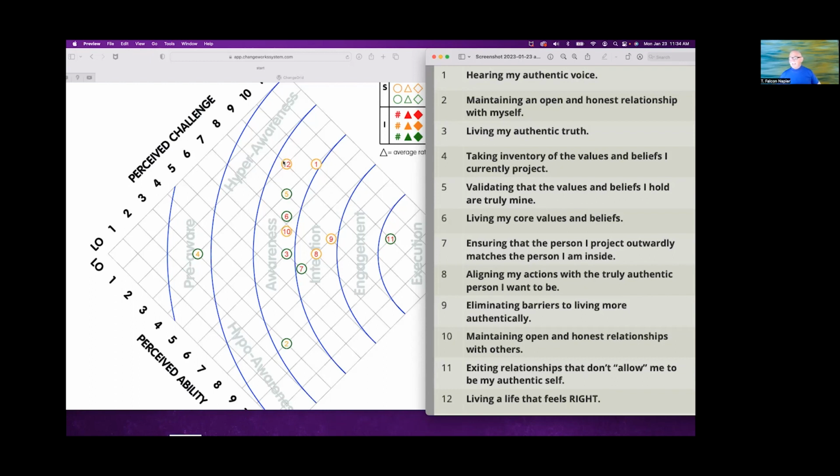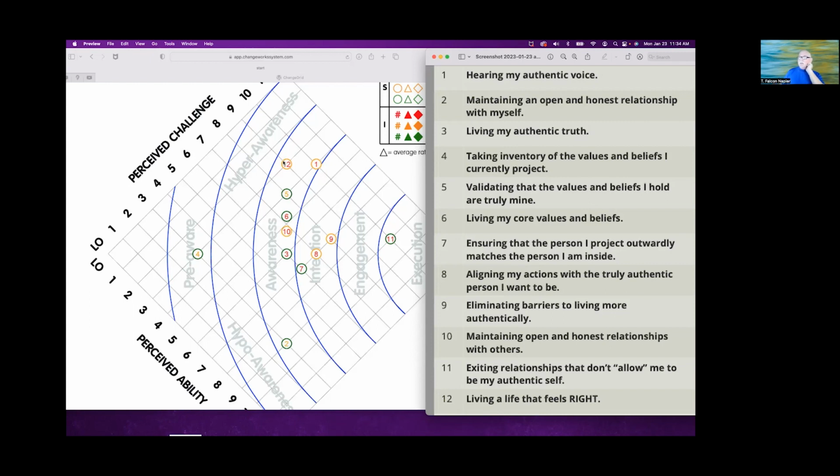It looks like 2 is affecting 1 and possibly affecting 12. So what that would say to me is that she feels really good about maintaining an open and honest relationship with herself, but she's not sure exactly who herself is yet. All right, and that would hold true.